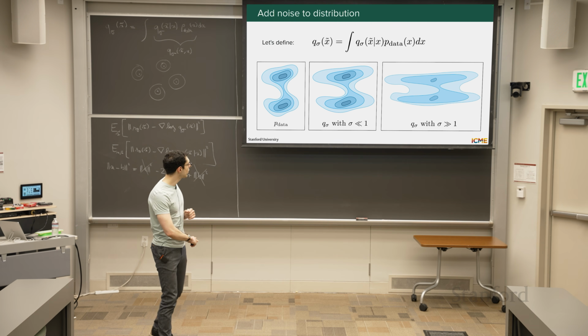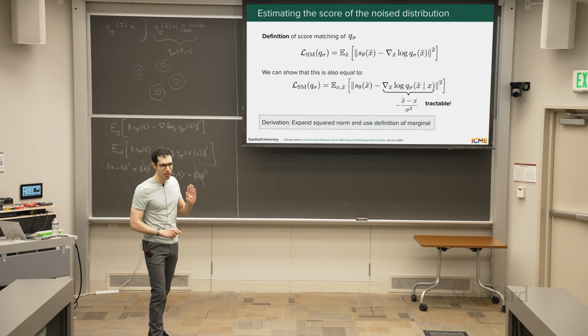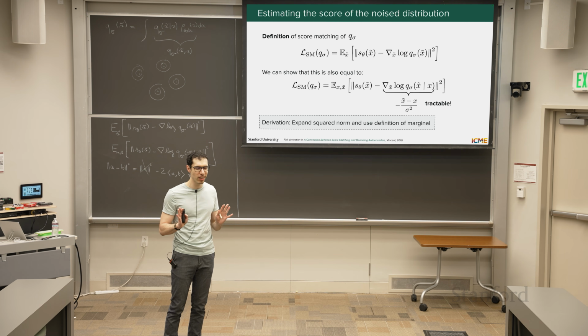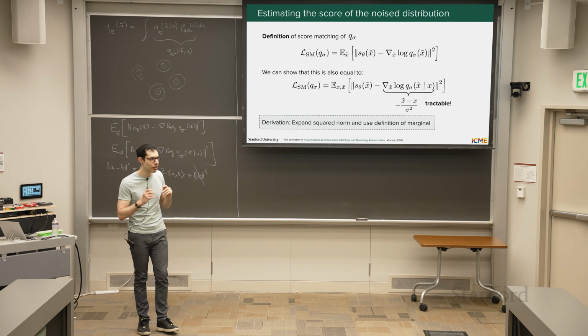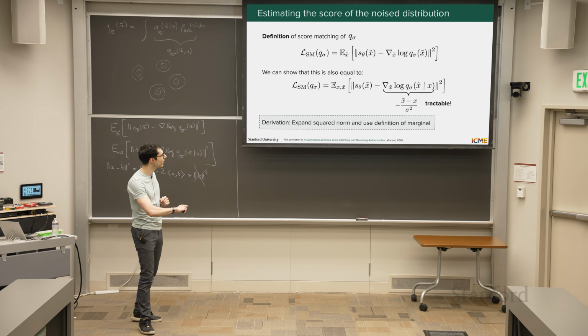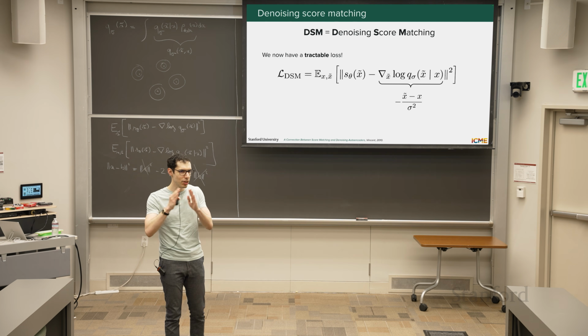I'm looking at the time. So again, the proof is not something that we will expect in the exam. Feel free to take a look at it if you're curious, but it's not required. This is also called L of DSM, denoising score matching. And this loss is tractable because you know the score of Q sigma of x tilde conditional on x, because this is a score of a Gaussian.